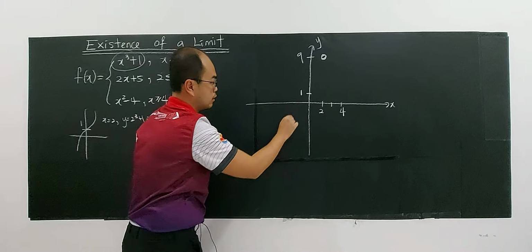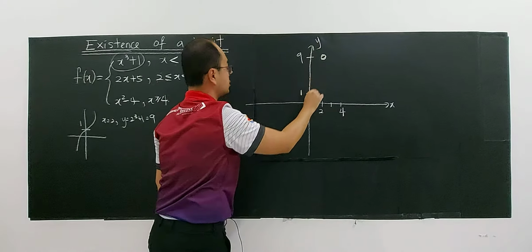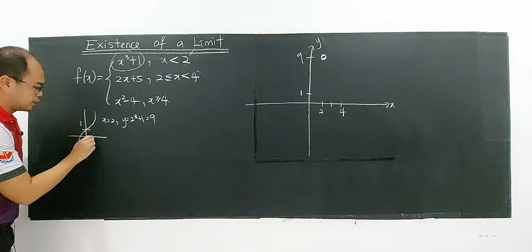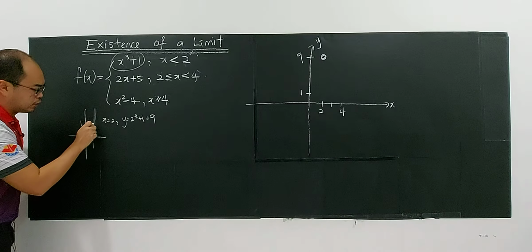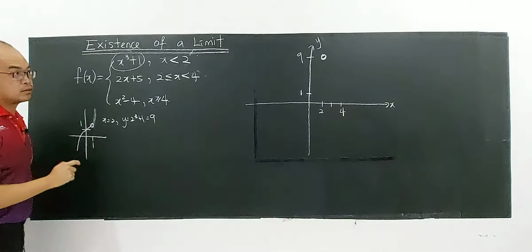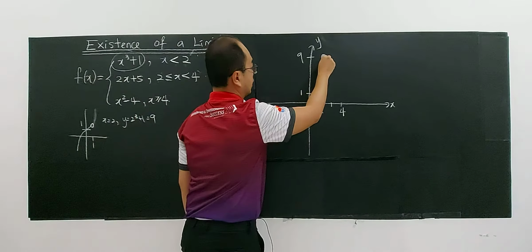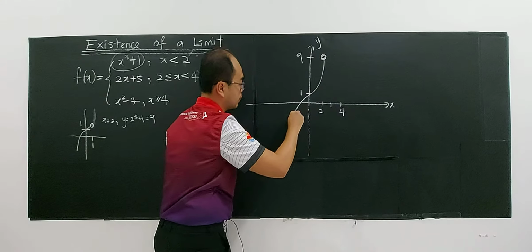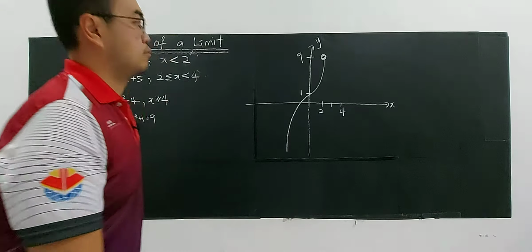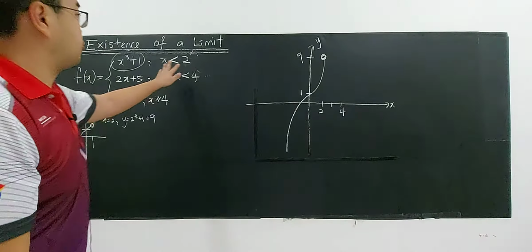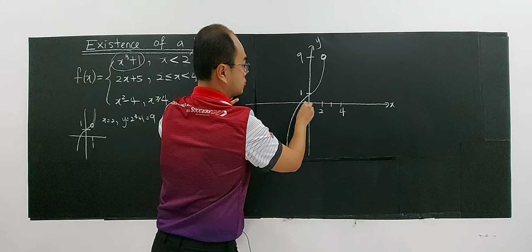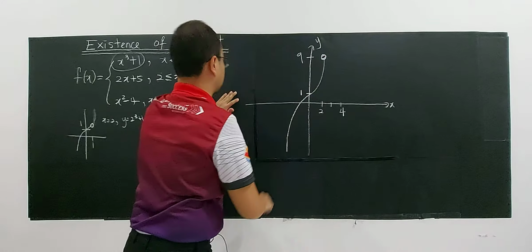You're looking at my hand, it's moving this way, right? But we just want part of it. Okay, we just want part of it. So it means start from here and drawing. So this is the graph before 2. Before 2, it's an x cubed plus 1 curve.